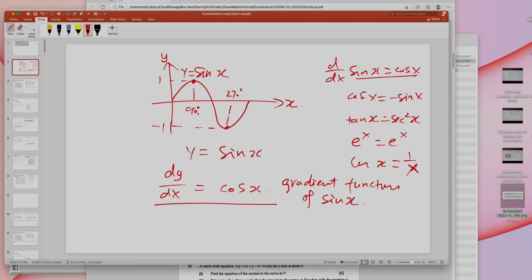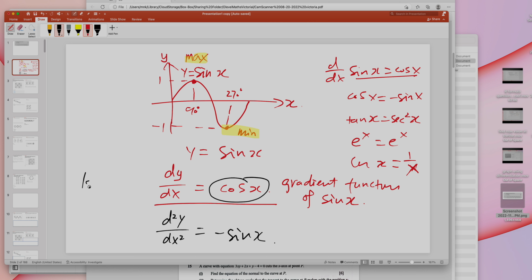Okay, never mind. So you know that 90 degrees is the max point. This 270 is the minimum point. But the thing is, how do you justify this? Let's assume you don't know the curve. How do you justify that 90 degrees is maximum? You do one more differentiation, which is d2y/dx2. This one you will get back cosine, you get negative sine x.